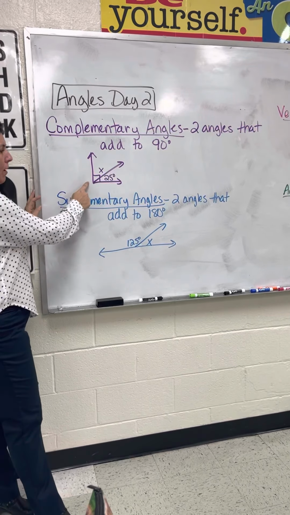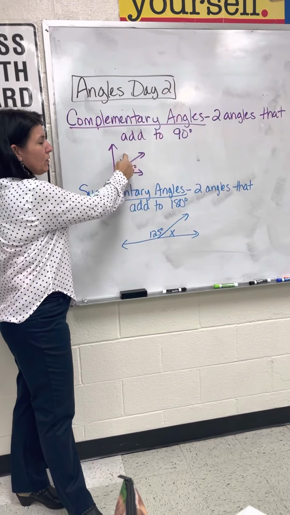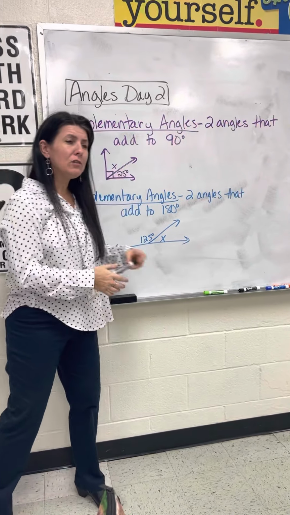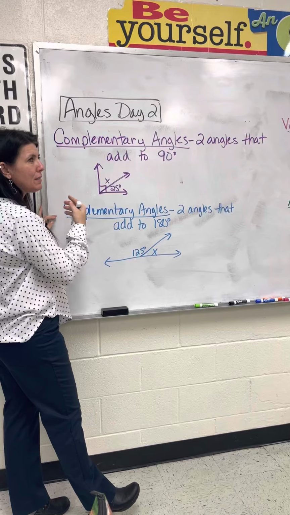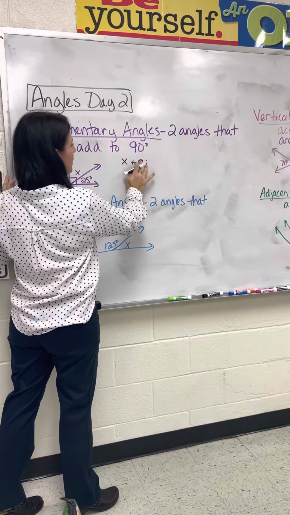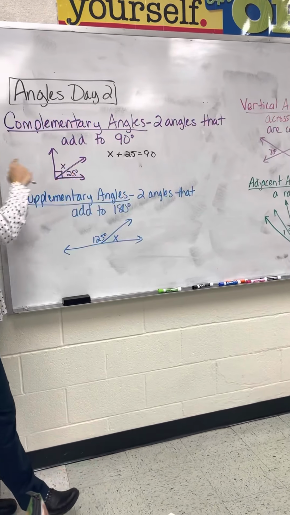We know that that little box indicates that it's a 90-degree angle. So we know that these 2 angles have to add to 90 degrees. So if we were to set up an equation to figure this out, we can say this angle plus this angle must give me 90 degrees. So I can say x plus 25 equals 90. How would I solve that equation?